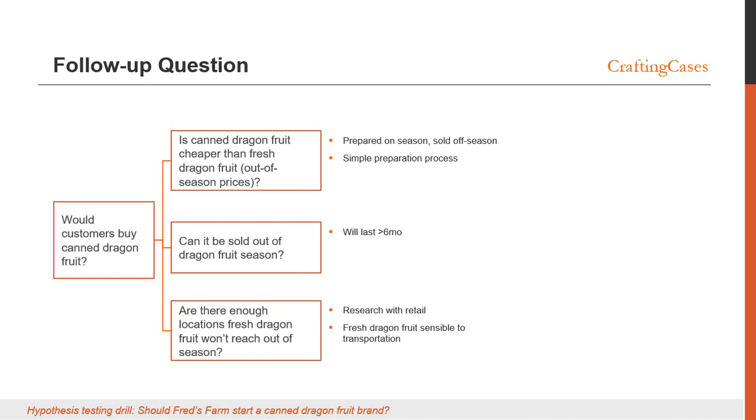And next I could also check if fresh dragon fruit is sensitive to transportation, or if growing dragon fruit is sensitive to location. Because if you can't grow it anywhere and if you can't transport it very far, then you most likely don't have it in several parts of the country or even in other countries. And so that would be a good opportunity to sell canned dragon fruit in those places.